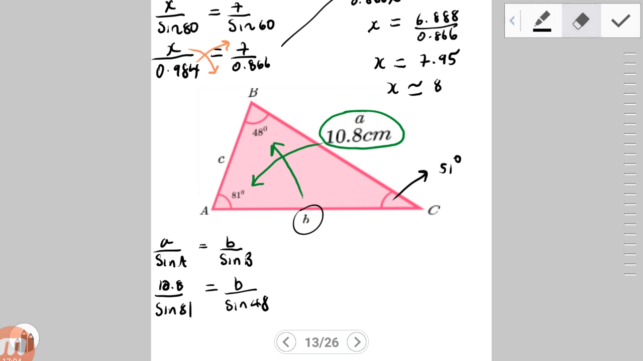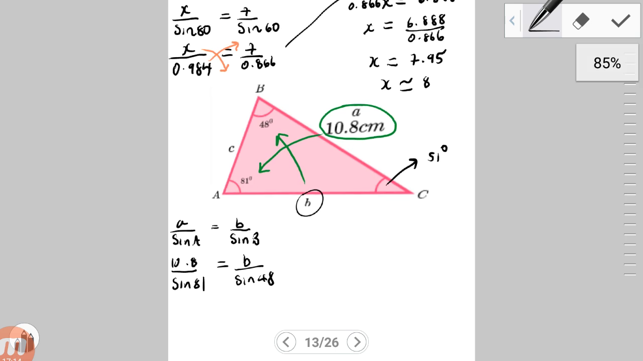So now let's see here. We can go on our calculators and we can find the sine of 81. We will end up with 10.8 divided by 0.987. Well, it's actually 0.988 rounded off, but let's just work with 0.987. And that's going to be b divided by the sine of 48. That's 0.743.